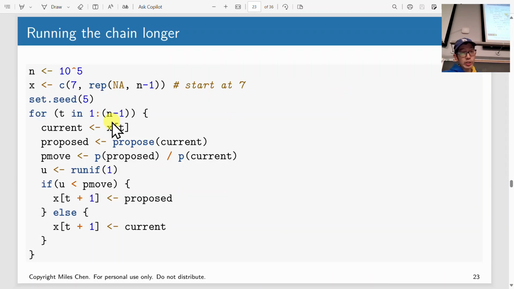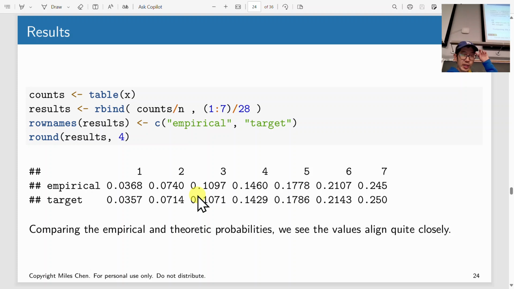I could run the chain for even longer. So here I have 10 to the 5. I'm going to generate 100,000 values, letting the chain run for 100,000 iterations. This time I'm going to start the chain at 7. Does it even make a difference? Probably not. But 100,000 iterations, and this is what I get.